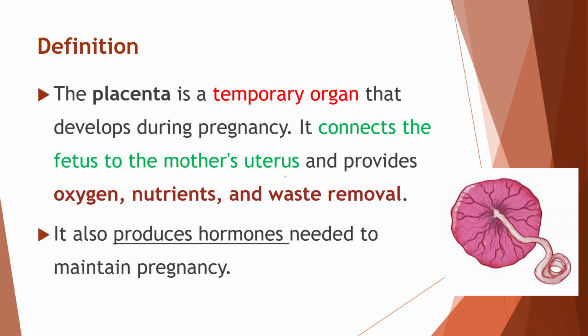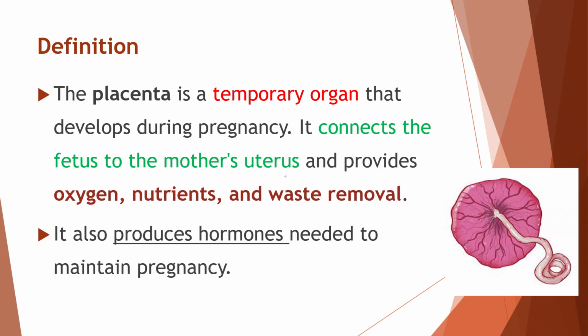Students, now let us understand what the placenta is. The placenta is a temporary organ that develops only during pregnancy. It connects the baby to the mother's uterus through the umbilical cord. Its main function is to supply oxygen and nutrients to the baby and remove waste products like carbon dioxide from the baby's blood.